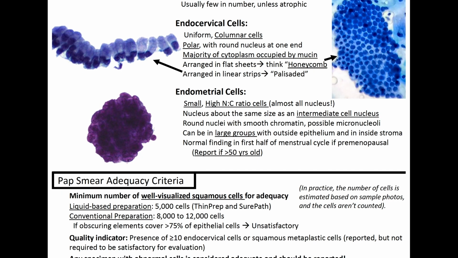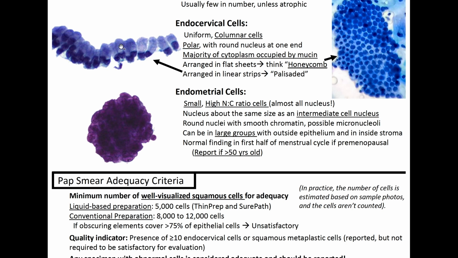And next up, we've got endocervical cells. So important to be able to recognize these. We've got uniform columnar cells that are polar with the round nucleus at one end. So we've got our nucleus here and then the cytoplasm on this side. And I've heard this described as a picket fence. And obviously when they're arranged in flat sheets, they can have this honeycomb appearance. So honeycomb and palisading or picket fence, commonly associate that with endocervical cells. And the majority of the cytoplasm is occupied by mucin.